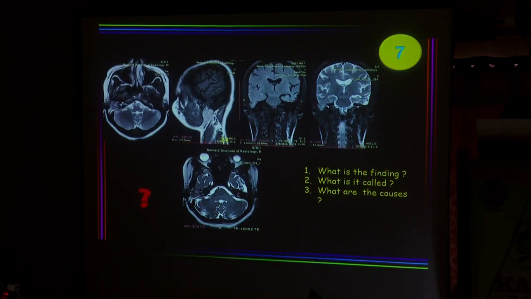So what are the findings? What is it called and what are the causes? So what is it called? Anybody knows?